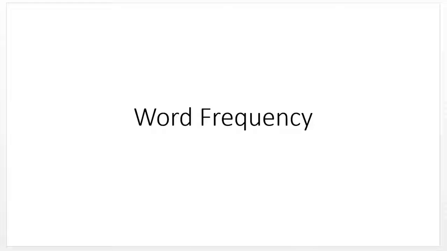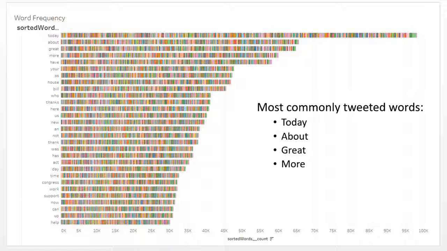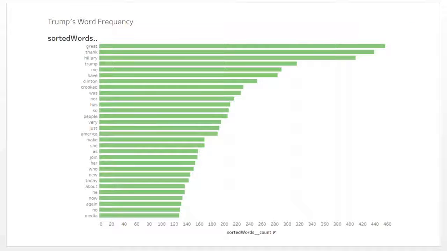With regard to word frequency, the most commonly used words in the tweets of the users we looked at were today, about, great, and more. Trump in particular used the words great, think, Hillary, and his own name, Trump, the most.